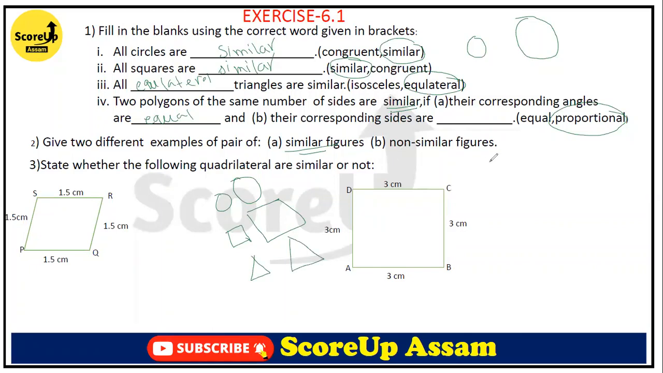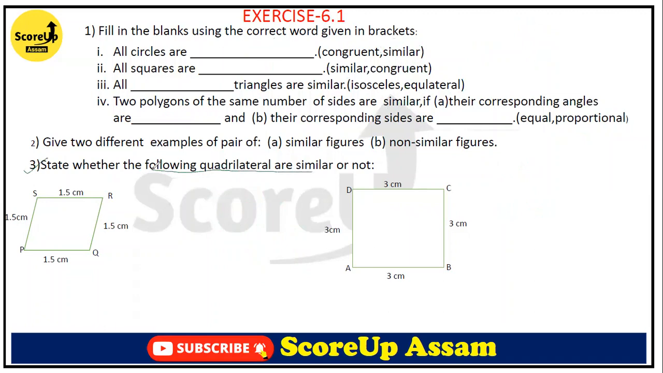Right? Non-similar figures: circles and triangles, circles and rectangles. So these are examples of non-similar figures, and those are examples of similar figures. Okay. Now let's check question number 3.